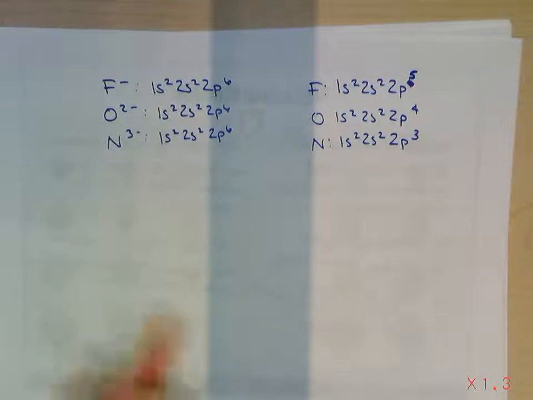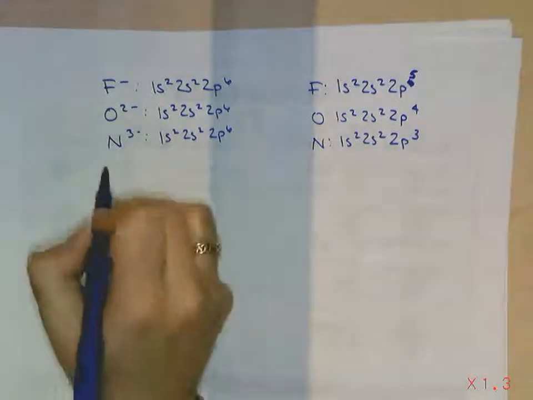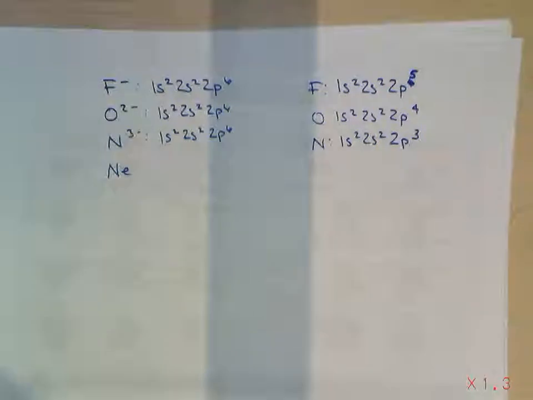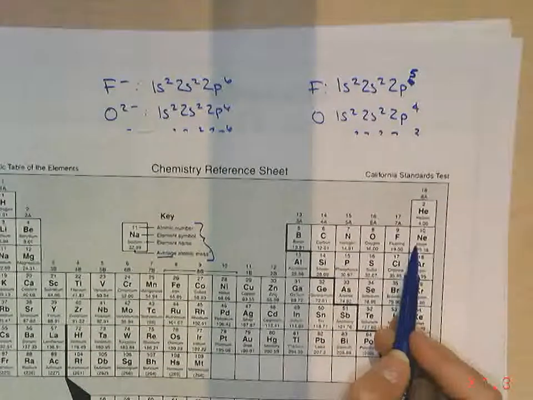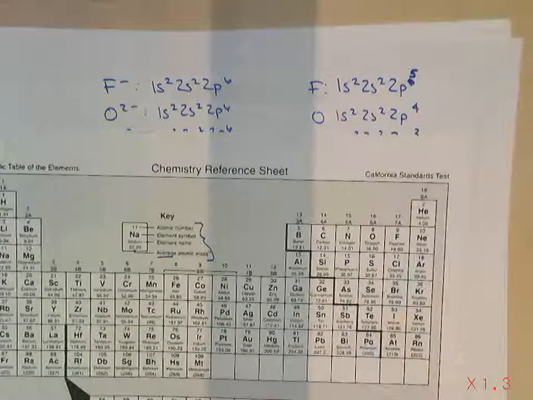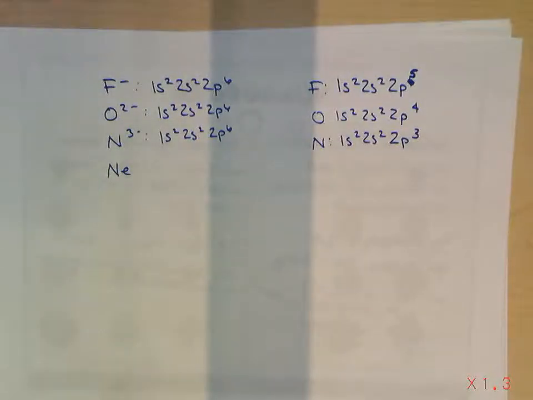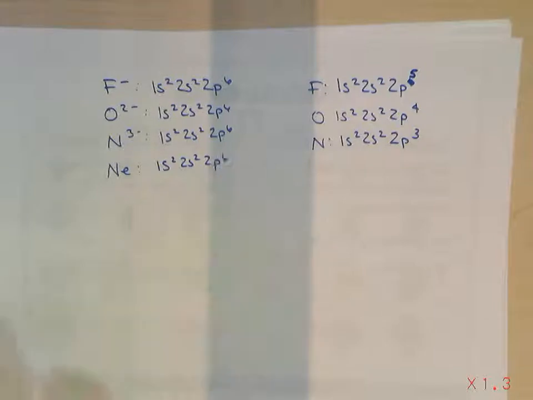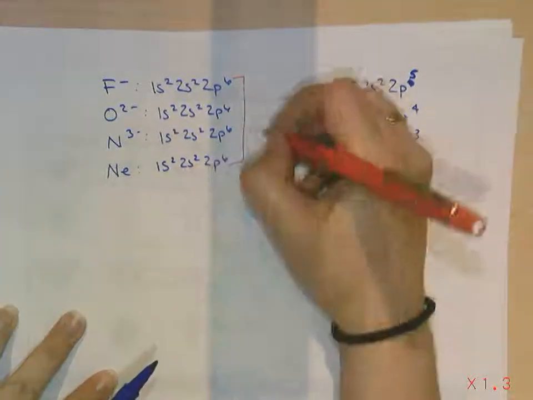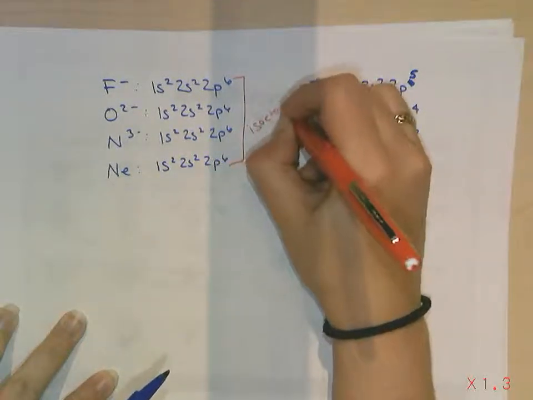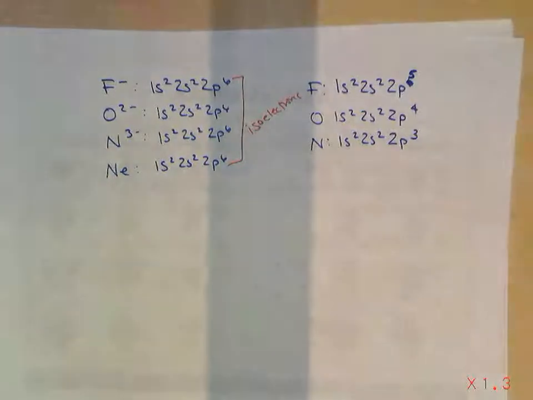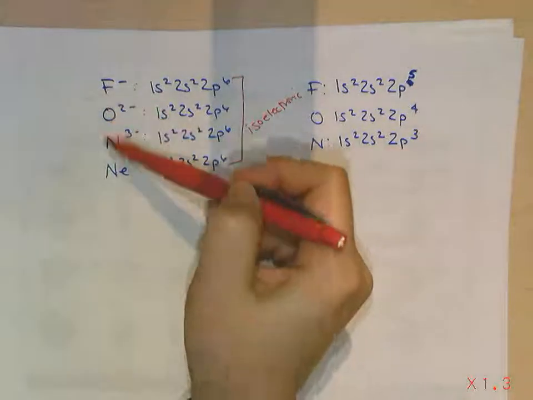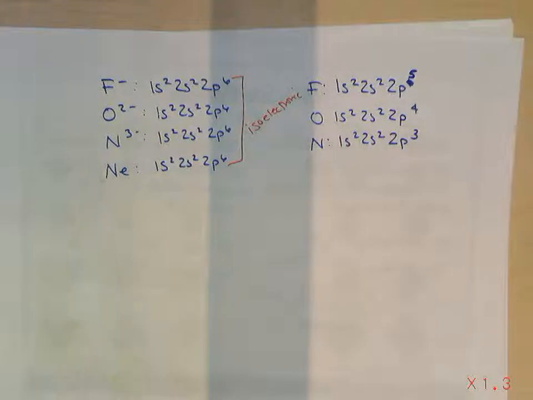What about neon? If neon is right next to it, over here, it is also isoelectronic to it. All right, so now we have our three ions, our fluorine, our oxygen, and our nitrogen. Neon's not an ion because it's not charged.